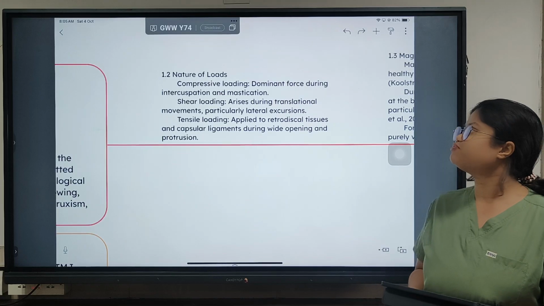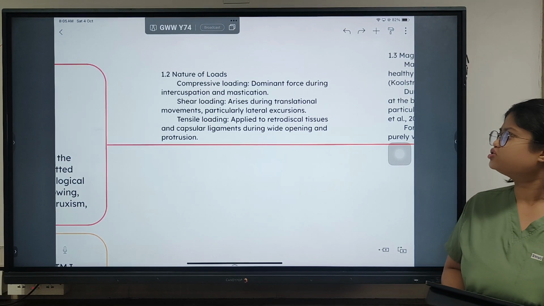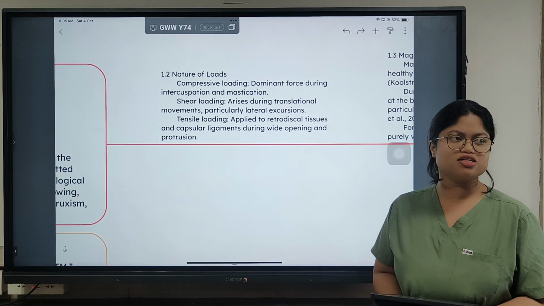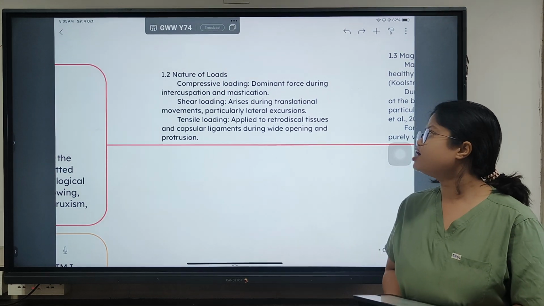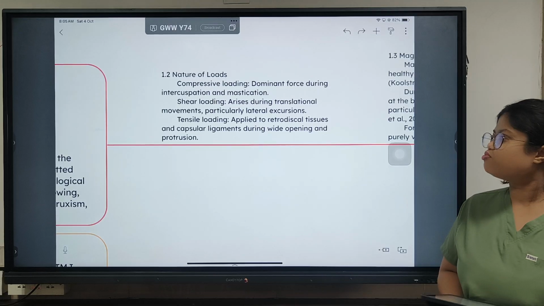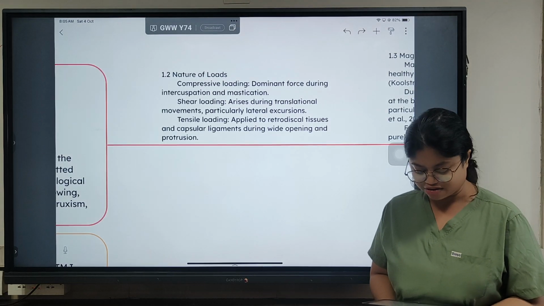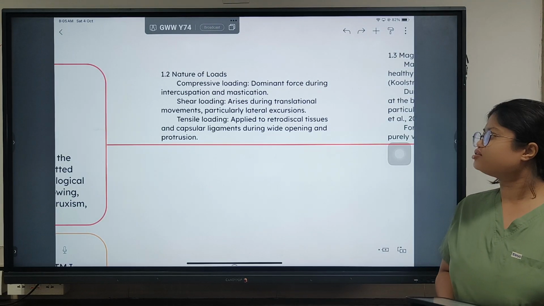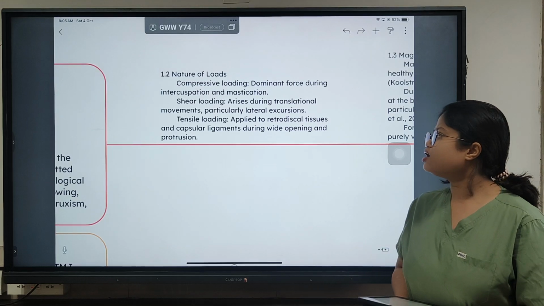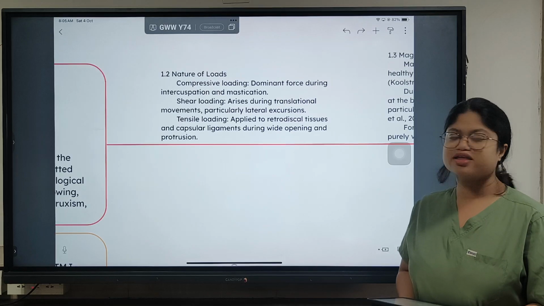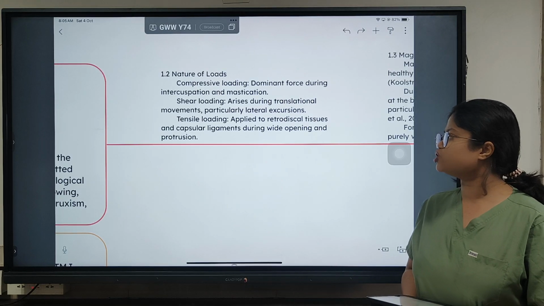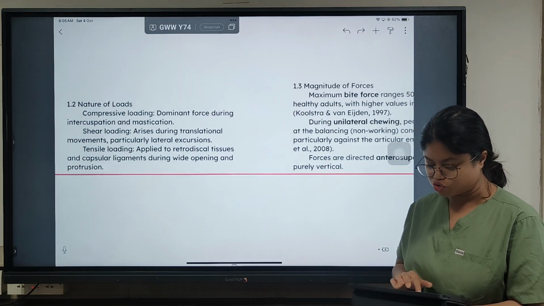First is the compressive loading. It is a dominant force that acts during intercuspation and mastication. Second one is the shear loading. It arises during translational movements, specifically during the lateral excursion movements. And the third one is the tensile loading. It is applied to the retrodiscal tissues and the capsular ligaments of the TMJ during wide opening and protrusion.